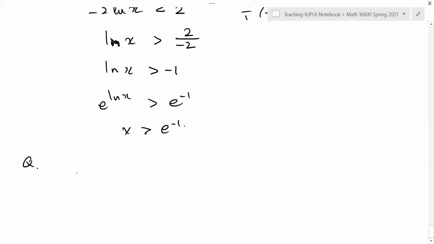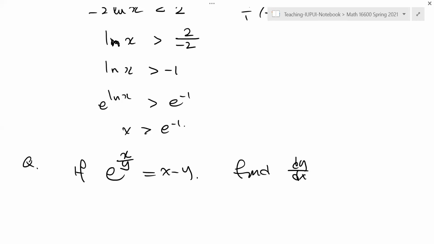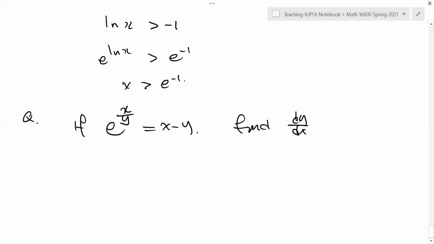All right. So now here's going to be the problem with an exponential function. If e to the x over y is equal to x minus 1, find the derivative of y with respect to x using implicit differentiation. Implicit differentiation. Okay, how do you do that?